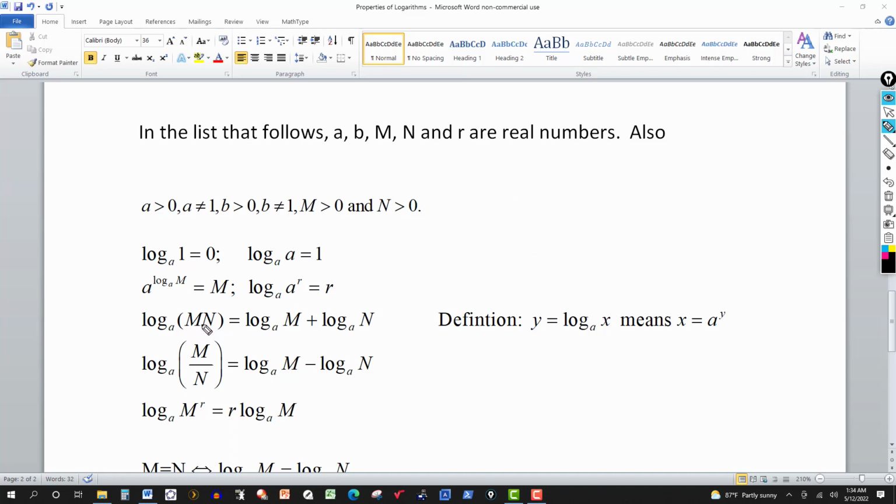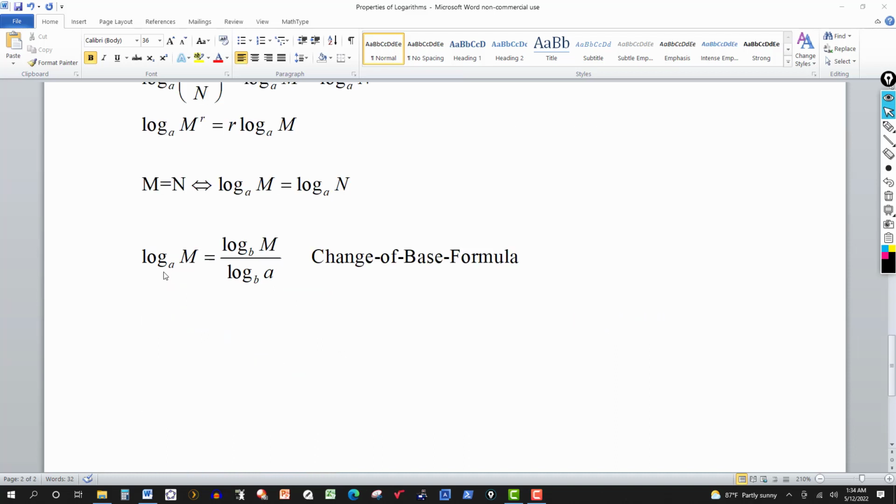The log of a product to some base is equal to the sum of the logs. Pretty clear, straightforward. If you have the log of a fraction to base a, that's the same thing as the log of the numerator minus the log of the denominator to that base. And then m equals n implies that the log of m to some base a will equal the log of n to that same base. And it goes both ways. That's what this arrow means: the left side implies the right side, and the right side implies the left side.